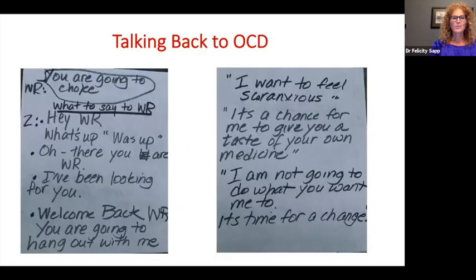So I want to just show you this. This was something that we wrote up with a little boy that I was seeing, and he was 12 or 13, and his OCD was called WR, and WR was going to say, oh, you're going to choke. And what would he say back? He'd be like, hey, WR, what's up? Oh, there you are.